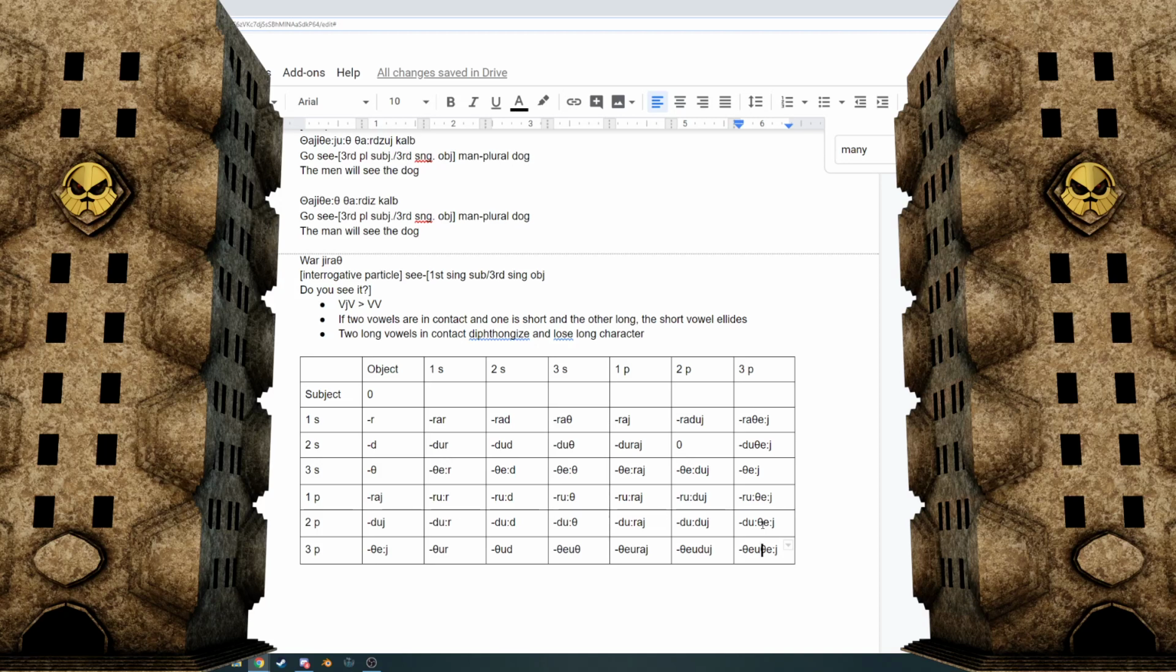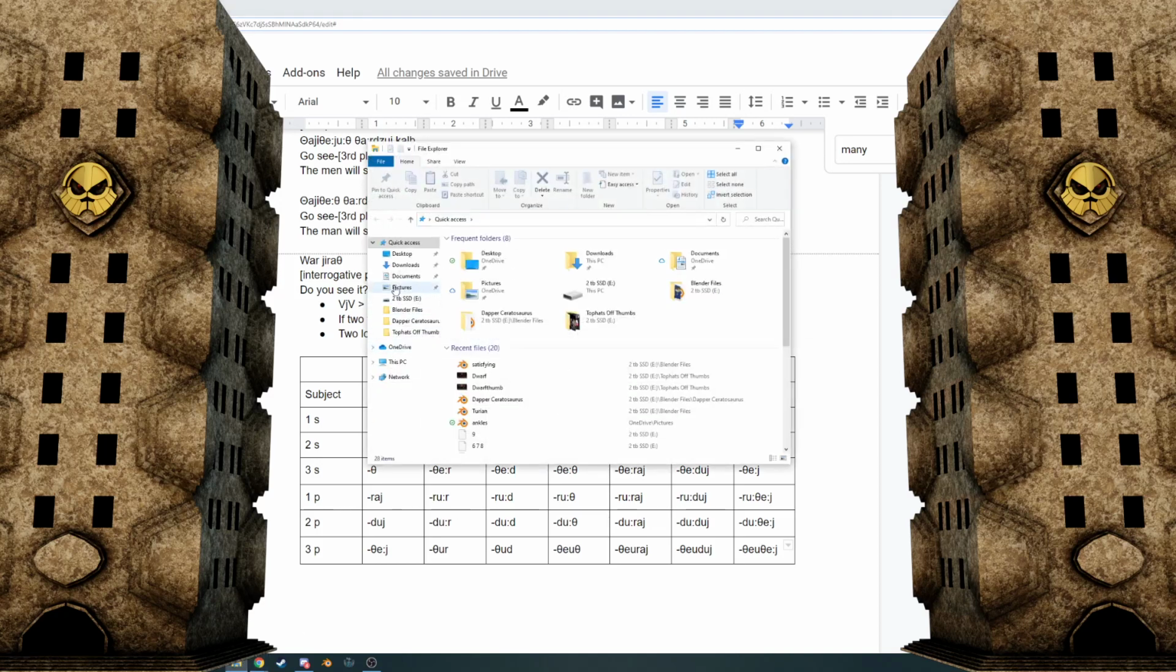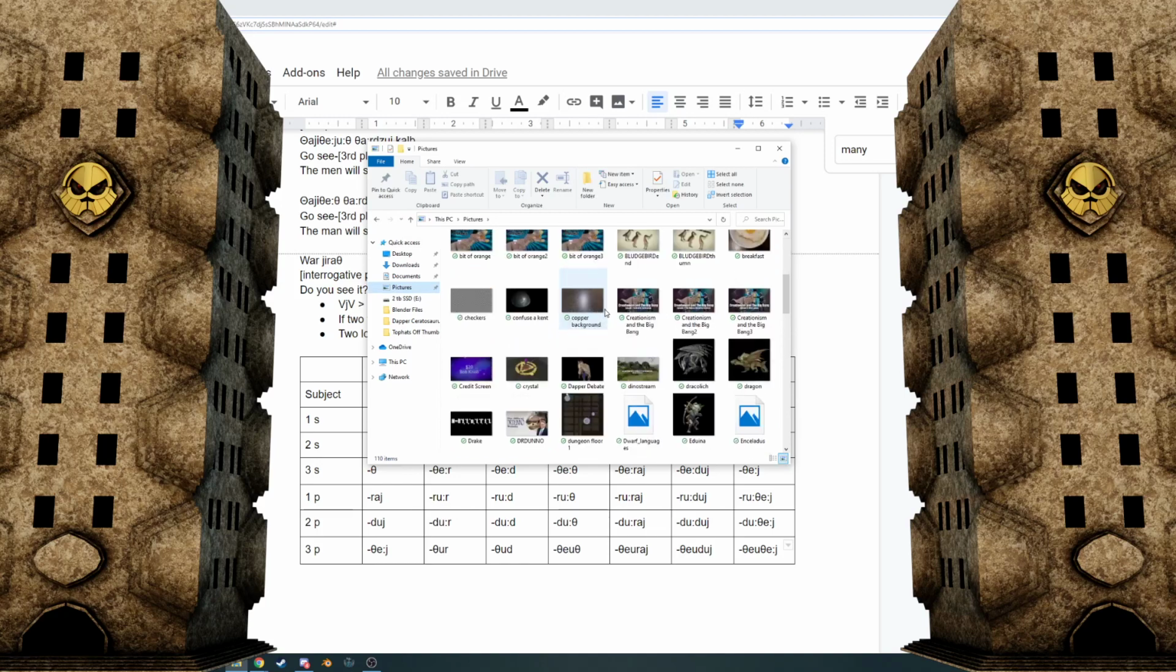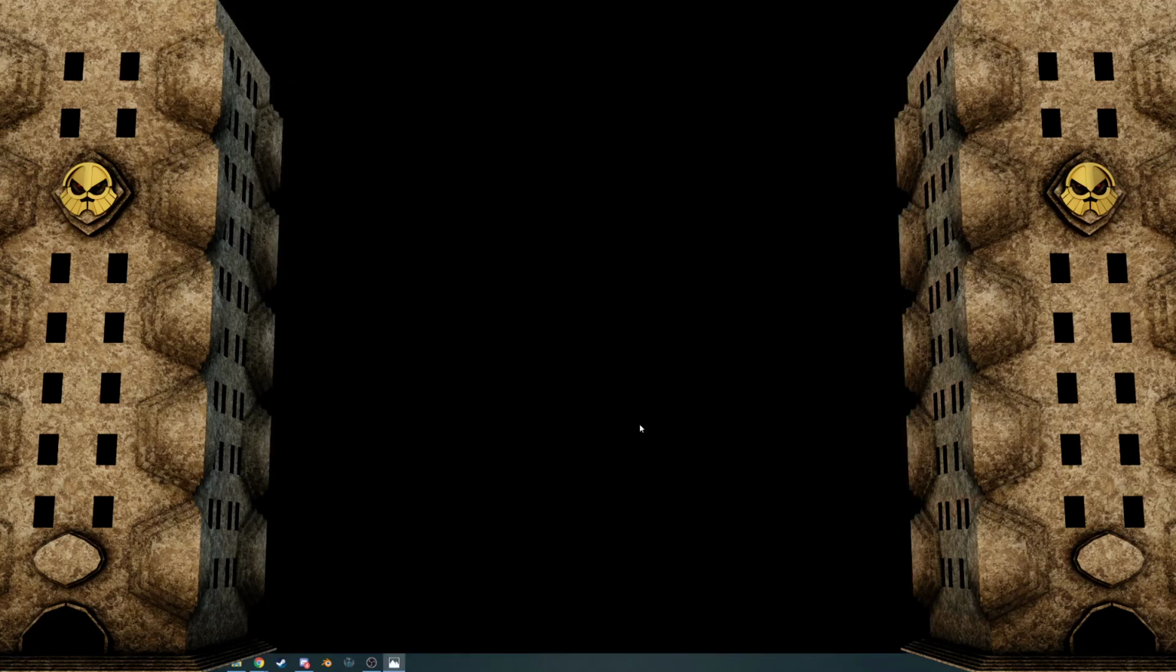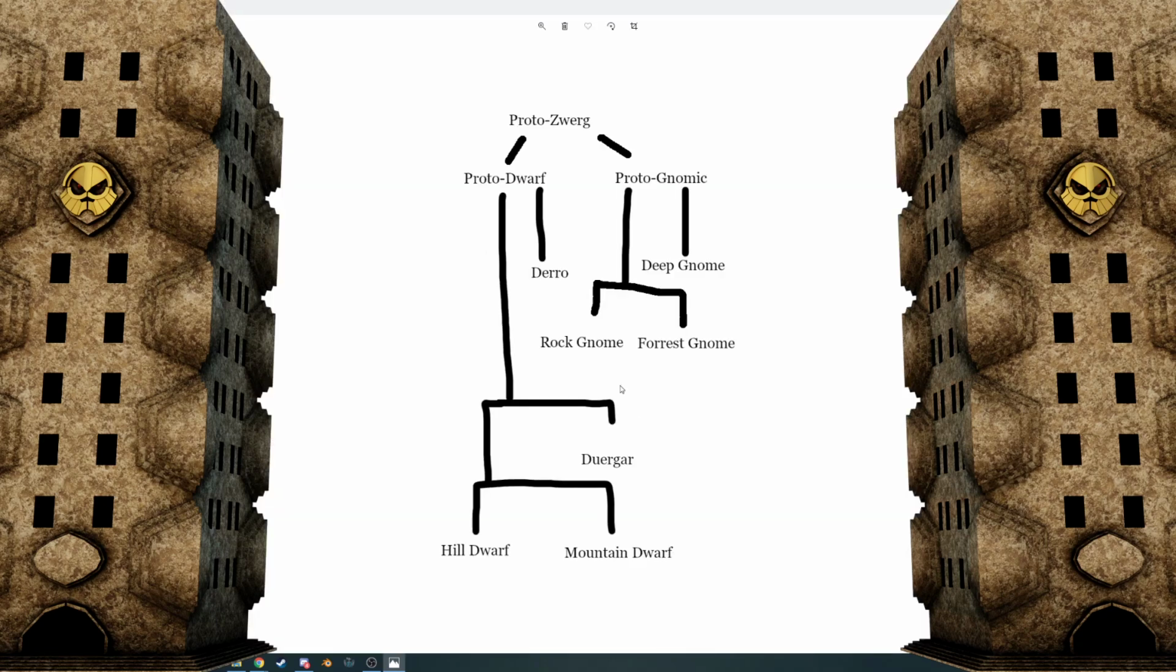Maybe I can call the diphthong. So actually, somewhere I do have, it might be in my pictures, a quick chart for the language family that I can keep going for. So the proto-language is up here at the top. Let's see if this is actually easily visible.